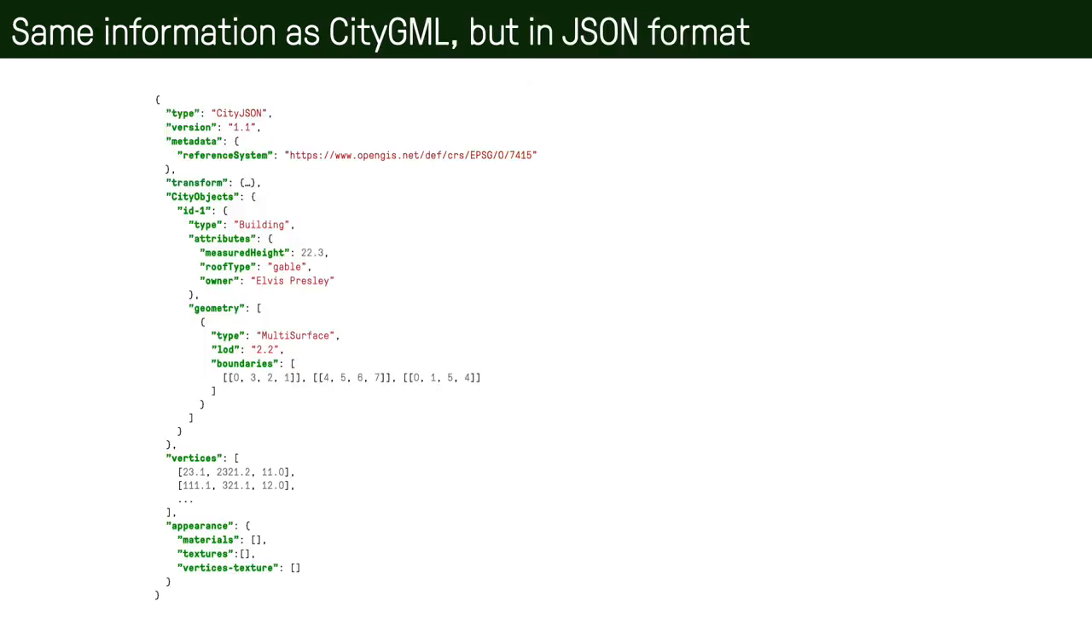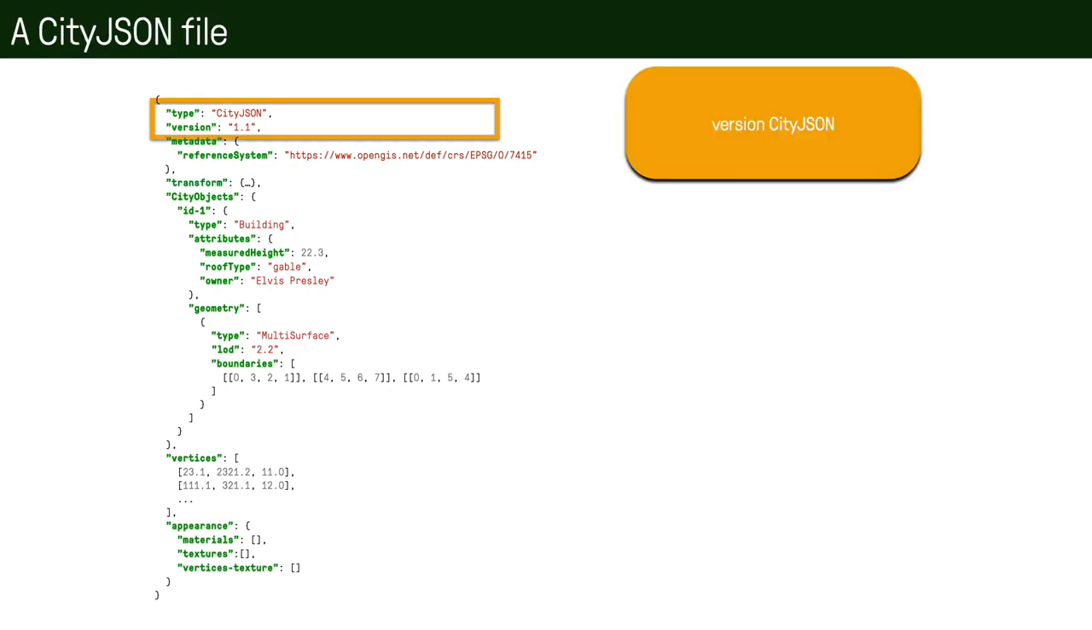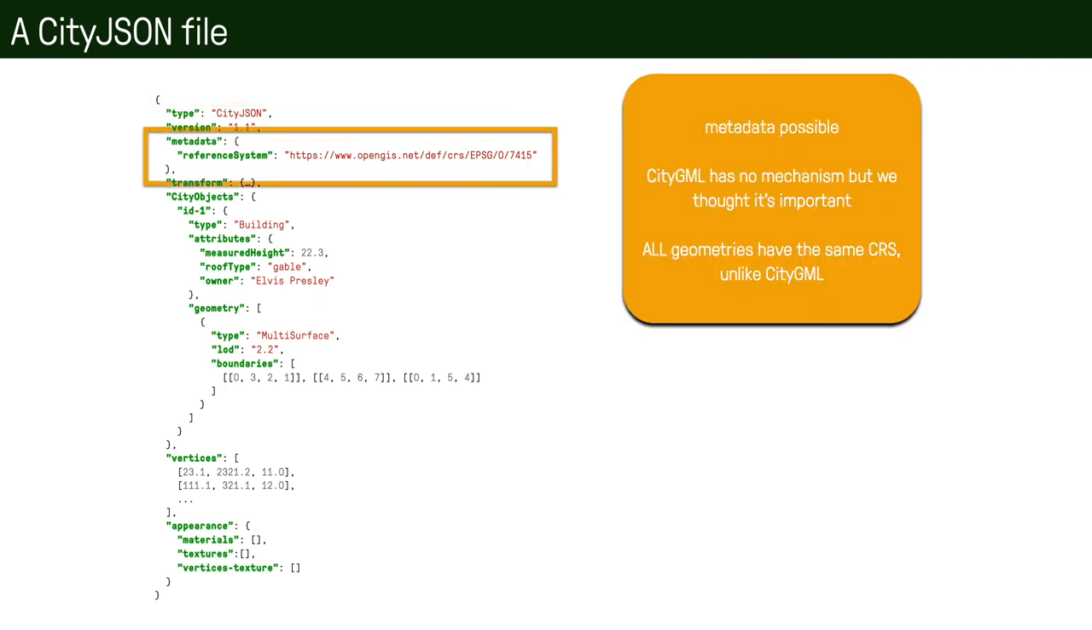A CityJSON file looks like a typical JSON file. So a CityJSON is a JSON object that has several properties, and I will explain briefly what some of them are. So a typical CityJSON file will start with having the type CityJSON, and the version would be, for example, 1.0. We offer a metadata module, and our metadata are compliant with ISO 19115, which is the international standard.